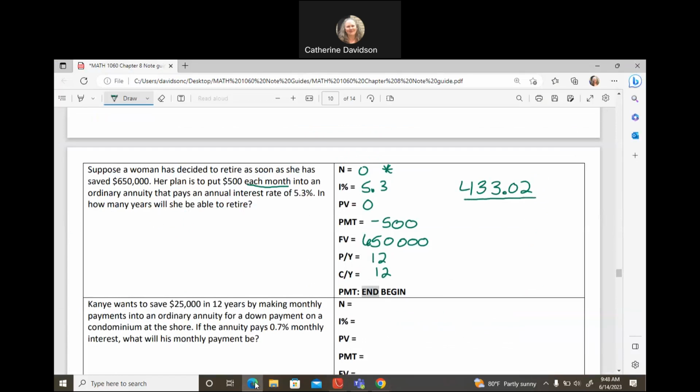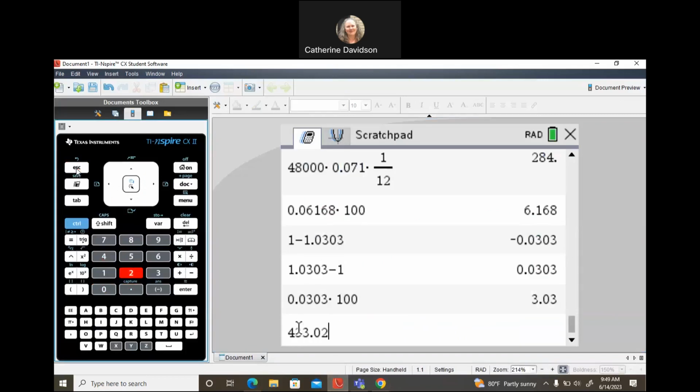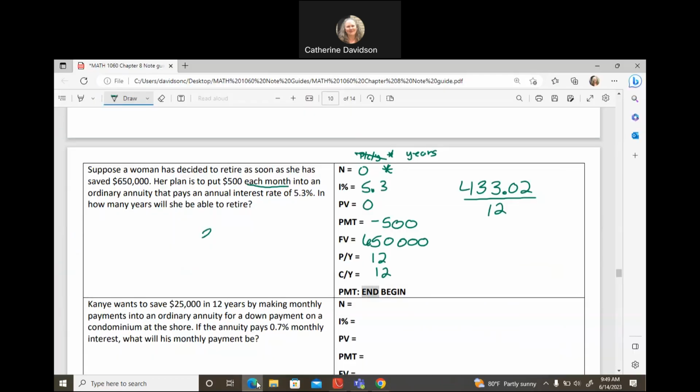We're going to have to divide that by 12 because it's being compounded monthly. So n is actually your PCY value times 12, your PCY value, which is 12 times the number of years. So when we take the 433.02 divided by our PCY, which is 12, it leaves us with a number of years. I would go to 2 decimal places. That's worked for me every time I've worked these. So that's going to be 36 years. She can retire in 36 years.